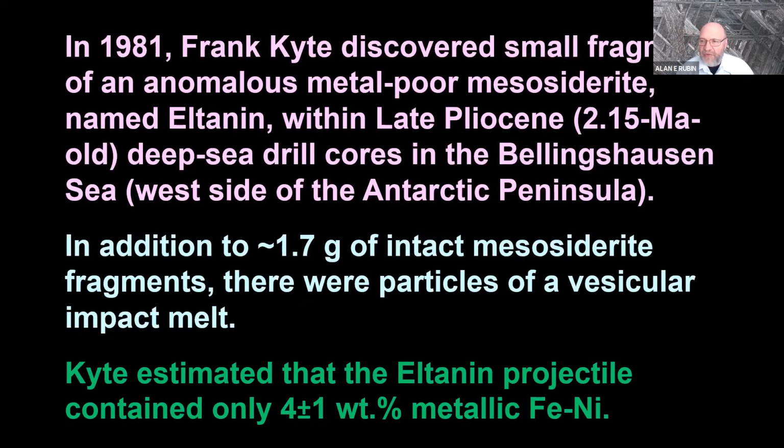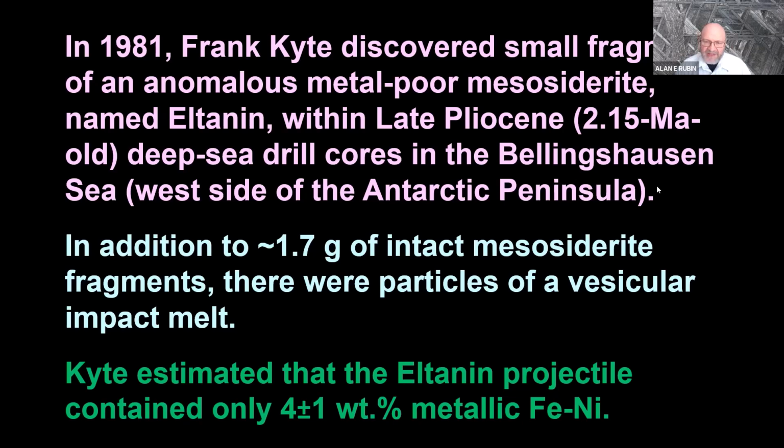In 1981, Frank Kyte at UCLA discovered small fragments of an anomalous metal-poor mesosiderite named Lethanne. This occurred within late Pliocene deep-sea drill cores in the Bellingshausen Sea on the west side of the Antarctic Peninsula. These deep-sea drill cores are from sediment aged about 2.15 million years before present. He found about 1.7 grams of intact mesosiderite fragments there, but in addition to those mesosiderite fragments, there were particles of a vesicular impact melt.